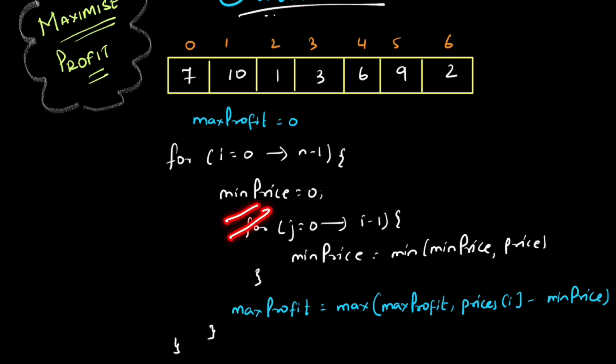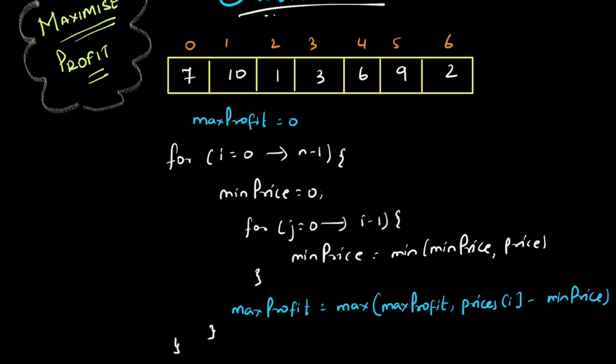Here we are running a loop from 0 till the preceding index of the selling index to find the minimum price. So we have to get rid of this for loop. Now to get rid of this for loop, we need to keep track of the minimum price. One of the main observations is that we are considering each element as the selling price. But this selling stock could be a buying stock for any other stock, right?